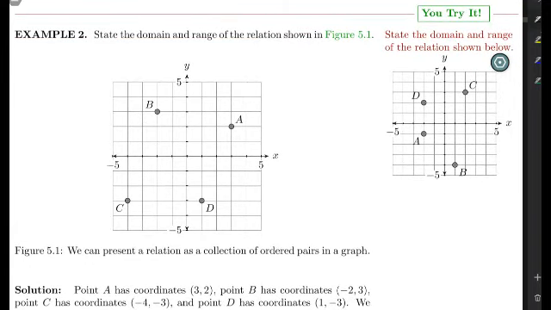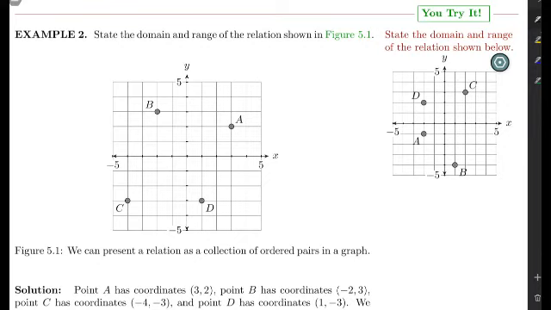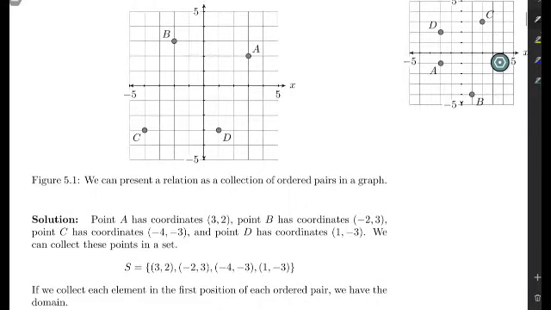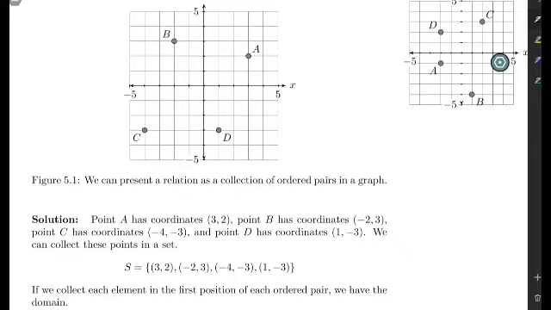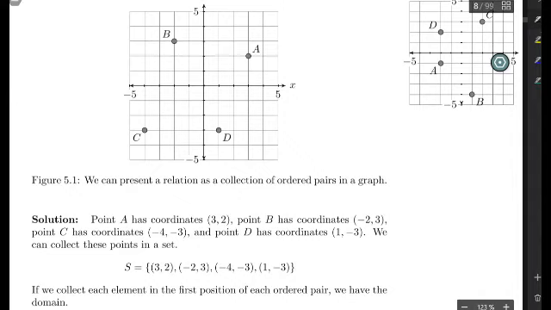Next example: state the domain and range of the relation shown in figure 5.1. We can take a relation and plot it on an XY Cartesian coordinate system, the XY plane. So what do we have here? We have the set S equals (3, 2), (-2, 3), (-4, -3), (1, -3). And these tick marks seem to indicate unit scaling 1, 2, 3.